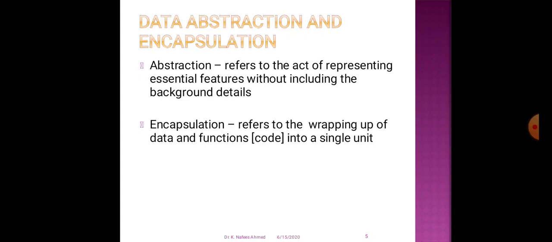Then moving to the concept of data abstraction and encapsulation. Abstraction refers to the act of representing essential features without including the background details, or we can say we are hiding the non-essential features or detailed features, and we are representing only the essential features. That is what is meant by abstraction. And class is an example for abstraction.